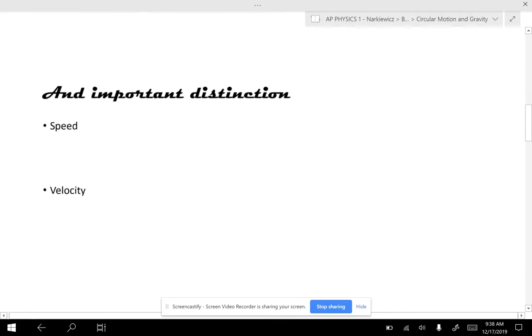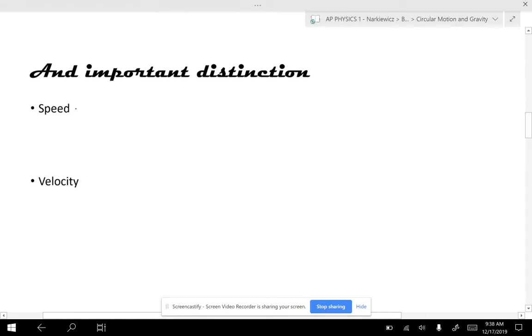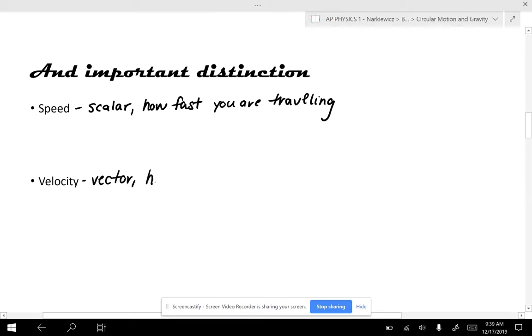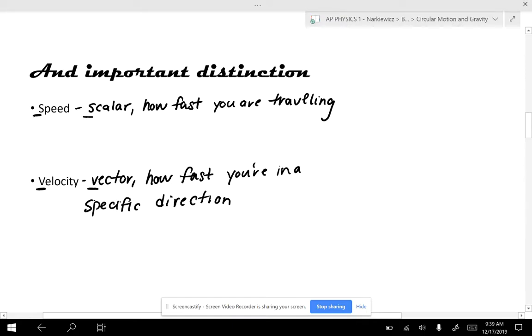Okay. An important distinction is between speed and velocity. Remember that speed is a scalar, and it is a measure of how fast you are going. So your speedometer tells you how fast your car is traveling. Velocity is a vector, and it is how fast you're moving in a specific direction. And it's really easy to remember the difference between the two because velocity and vector both start with V, speed and scalar both start with S.